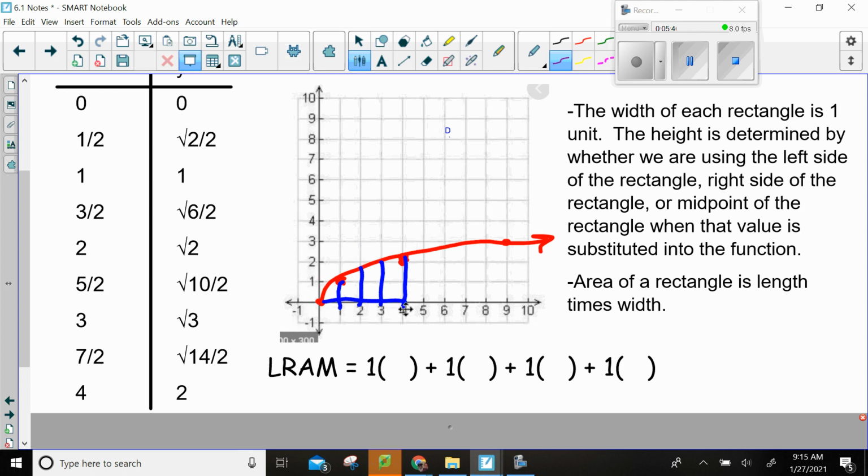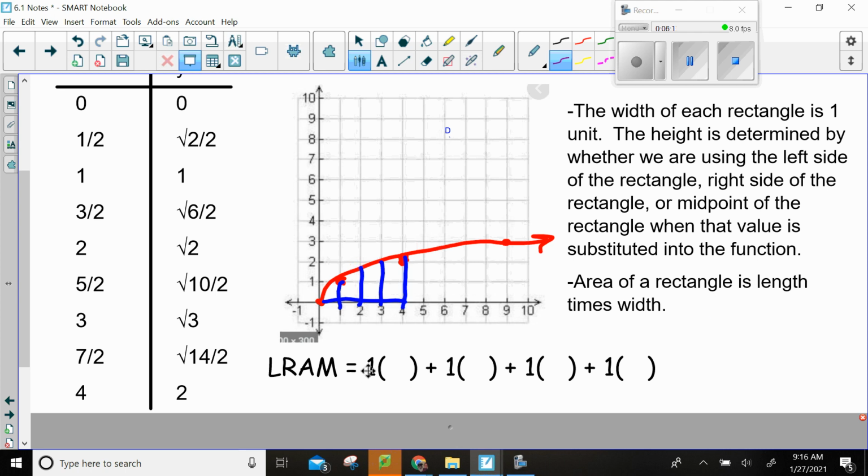We are going from 0 to 4. We're finding total area underneath there. So if we were using LRAM, I'm going to go through this real quick, sorry. The width of each rectangle is 1 unit, right? From 0 to 1, 1 to 2, 2 to 3, and 3 to 4. The height is determined by whether we're using the left side, the right side, or the midpoint of the rectangle, and that value is then substituted into the function. That's the height. The area of the rectangle, of course, is length times width.